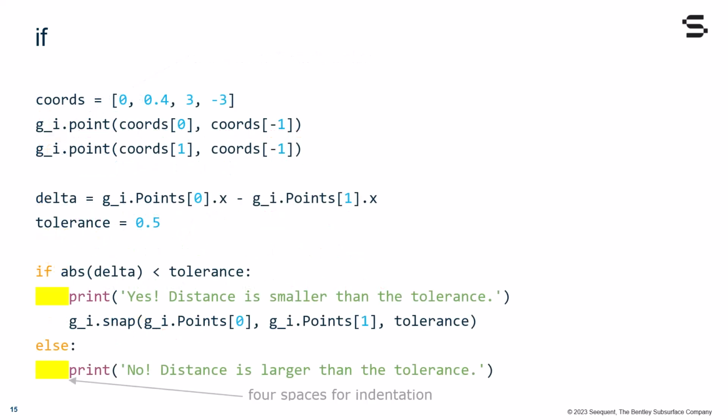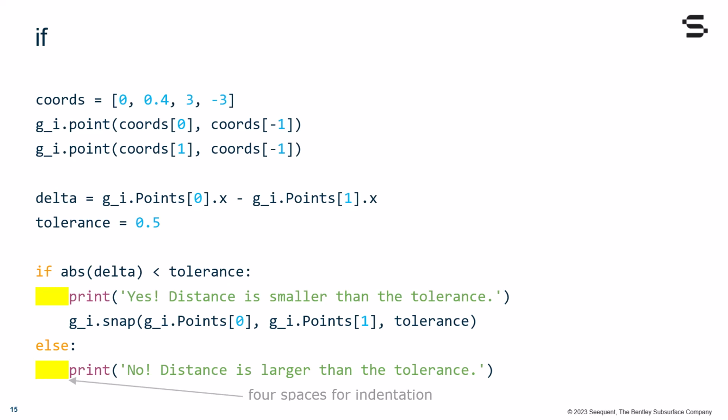Time for a PLAXIS example. We define a list named coords. We define 2 points using the items of this list. We define a new variable called delta, calculating the difference between the x-coordinate of the 2 points. We define a new variable called tolerance and assign the value 0.5. We add an if statement to check the absolute difference with tolerance.